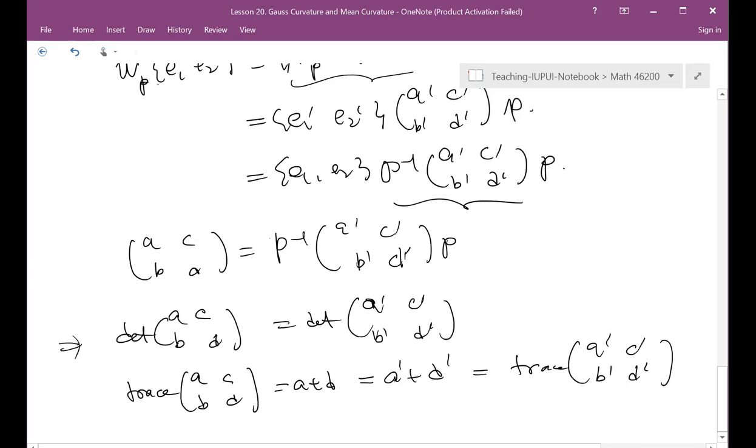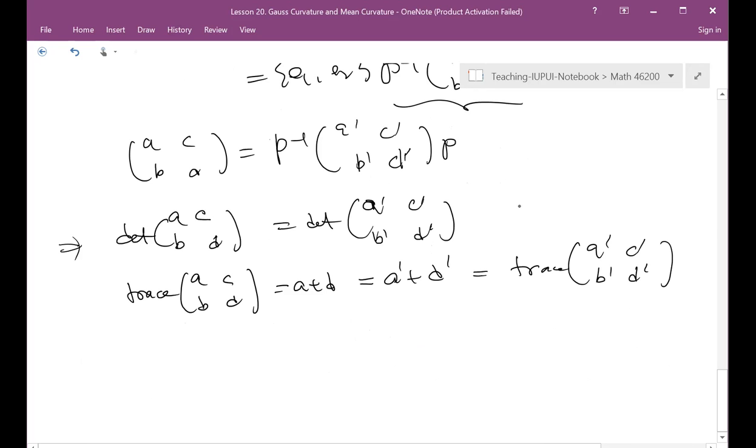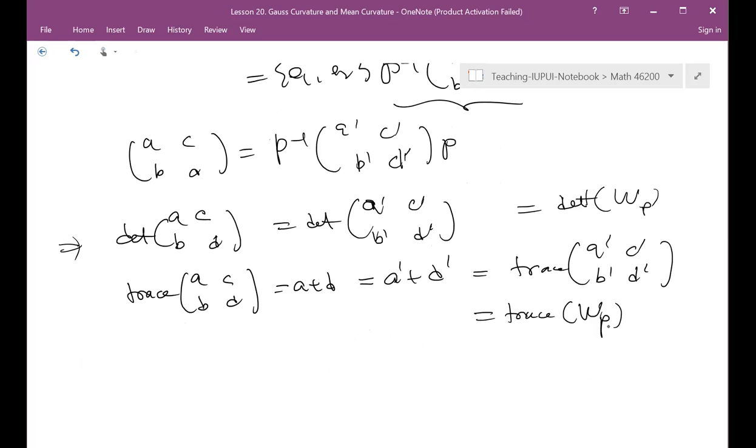Because of that, we can define this to be the determinant of the linear map, and this to be the trace of the linear map. To define the trace of the linear map is very abstract. You have to choose a basis, then get the matrix, then add all the elements on the diagonal. But you have to prove that it's independent of the choice of the particular matrix.